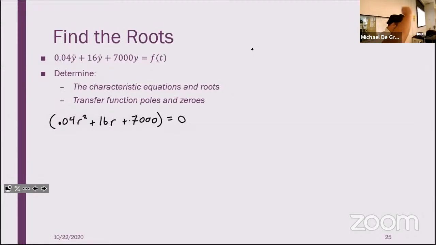Where did he get that from? Remember, he said that you don't need to solve the homogeneous solution to get the characteristic equation. If you have a second order differential equation, the characteristic equation is given to you by looking at the actual equation, right? We're going to get 0.04 r squared plus 16 r plus 7, right? And we set that equal to 0. Why? Because we want to solve for the roots.